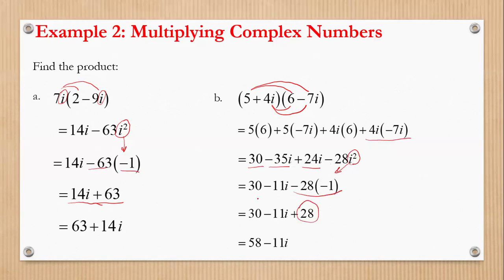And positive 28 and positive 30 are real parts, like terms, we can add them together and it gives me 58. And these two also are like terms because they both have i, so we can add or subtract them. And negative 35 plus 24 is negative 11i. So that's the final answer. We combine the like terms.